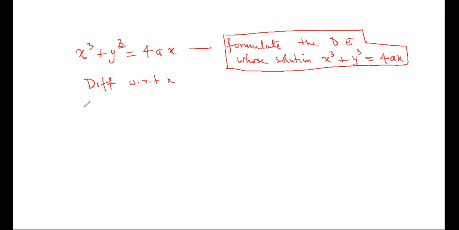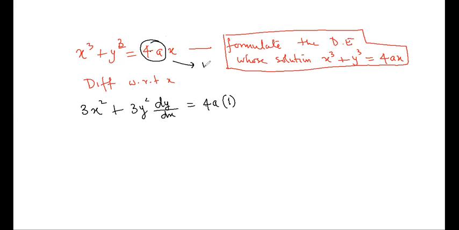Derivative of x cube, 3x square. Derivative of y cube, 3y square into derivative of y, equals 4a into derivative of x. That means you already got 4a. You don't need a, you can directly replace 4a. So call this equation 1, equation 2. Substituting 2 in 1. What will you get as the answer?